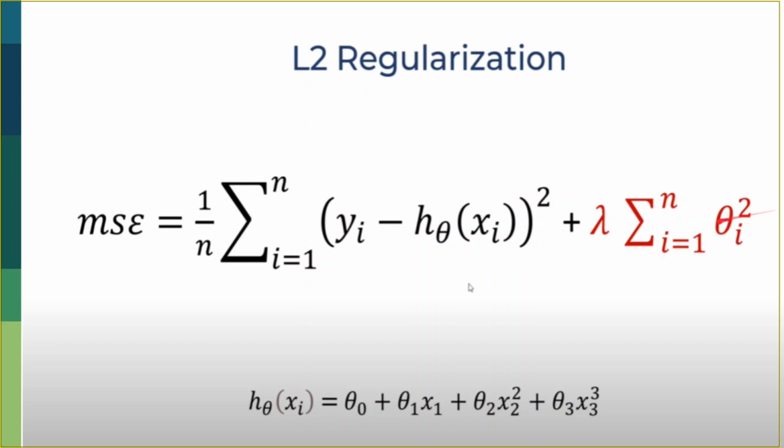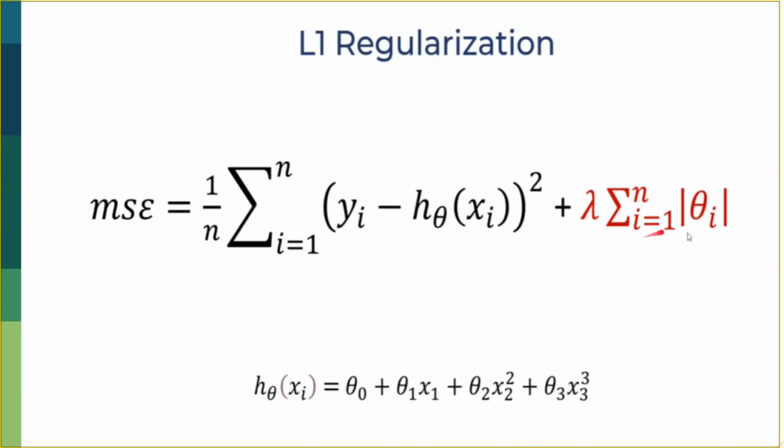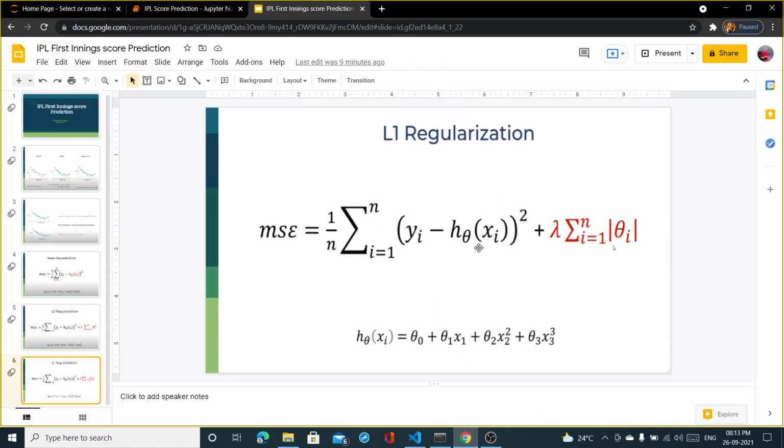And as we have used theta square here, this is L2 regularization, which is known as ridge regression. So in the place of theta square, if we use mod values of theta, it is called L1 regularization, also known as lasso regression. So now we have understood all the terms. We will go to the code.